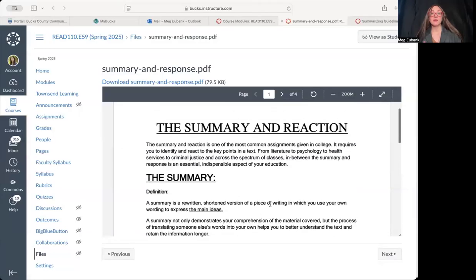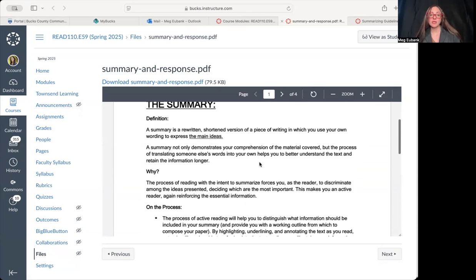The idea is that they'll have you read something and give a summary of it first. And then in the second part of an assignment, you would give a reaction or a response. And I'm going to explain what this type of assignment is like. I have some handouts that I'm going to show. So here's a handout that I will link to in our Canvas space.